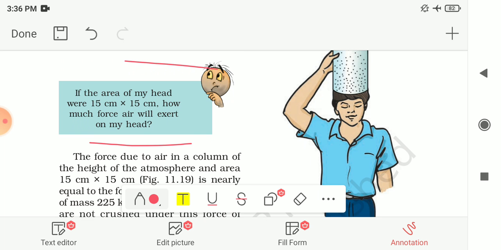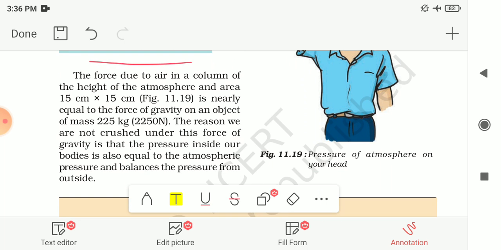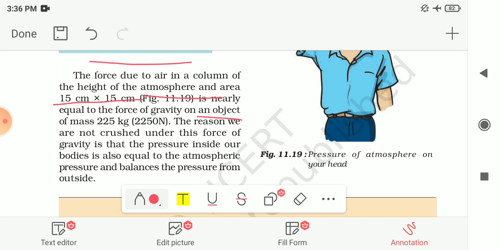So here in the picture it is given to you that on the area of your head, the air column is there, and in that air column, the pressure which is exerted by air is known as the atmospheric pressure. So the force due to the air in a column of the height of the atmosphere and the area 15 centimeter by 15 centimeter is nearly equal to the force of gravity on an object of mass 225 kilogram.